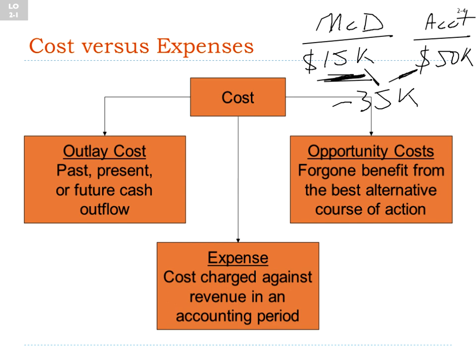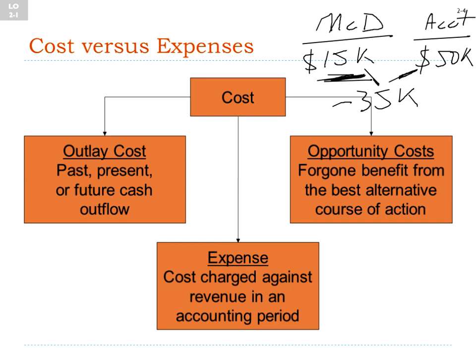So you're taking home $15,000 profit, like I said, but you should be taking home $50,000 according to your skills and experience and education. Therefore, according to economists, your opportunity cost is $35,000. All right, so that's the difference between an opportunity cost and an outlay cost.